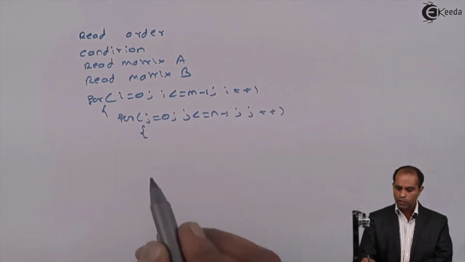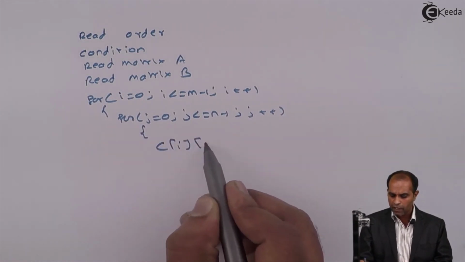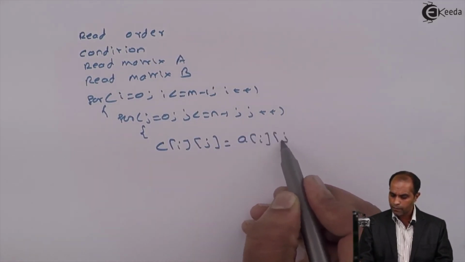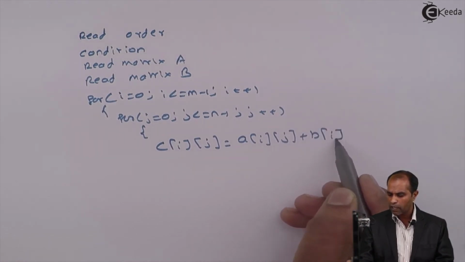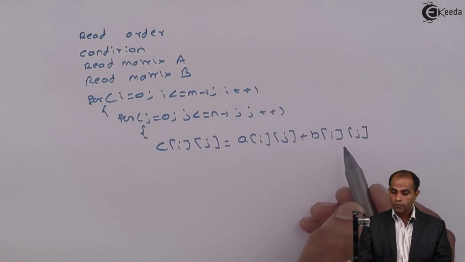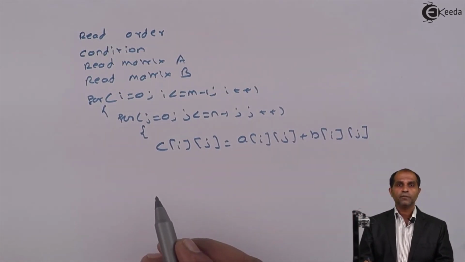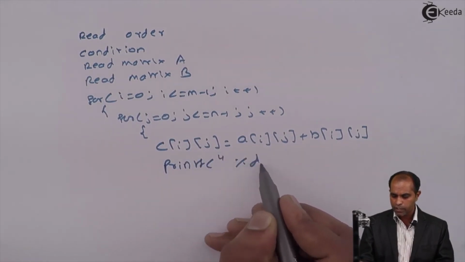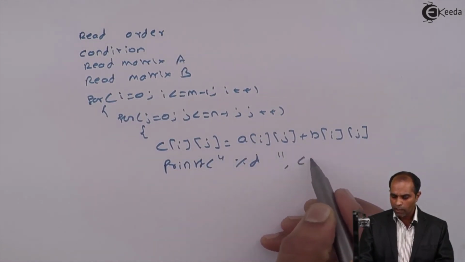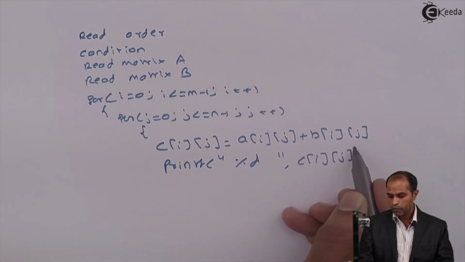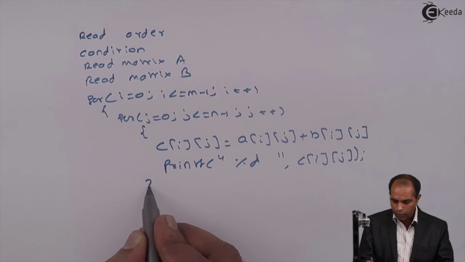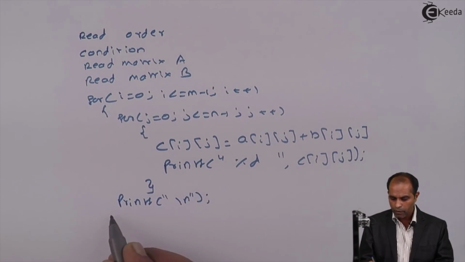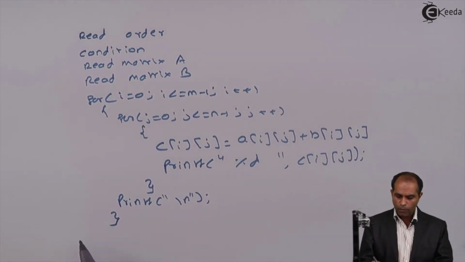Now within this, you add matrix A and B. Also C of ij equals to A of ij plus B of ij. Once you get the matrix element of C, you immediately go for displaying this particular matrix element. So I'll say printf %d, put a space, comma, C of ij. And then end this particular J loop, I'll say printf \n. End this particular code. And the rest of the program will remain as it is.